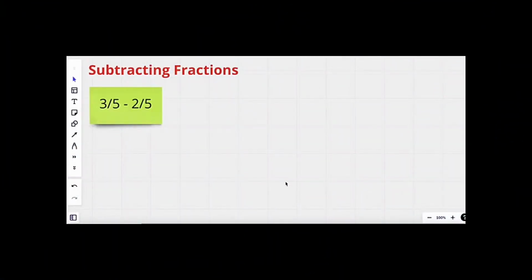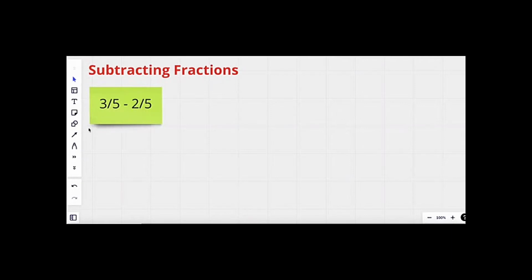Subtracting fractions. Okay, so before we begin, the first thing that we always need to remember before we do any subtracting of fractions is that our denominators must be the same. If our denominators are not the same, we can't actually do the math. So just a reminder, what is our denominator? Our denominator is the number at the bottom of the fraction, and then we've got our numerator, which is the number on top of the fraction.